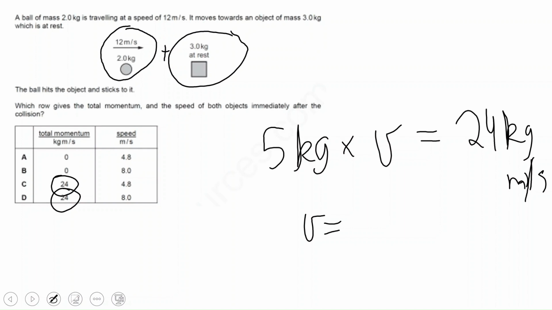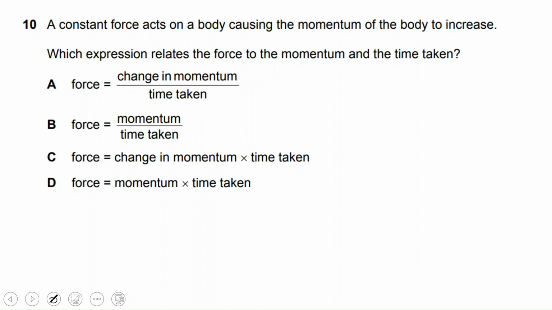So therefore we get a value for B, which is 24 divided by 5 meters per second, which is going to be 4.8. So the answer is yet again C. Now next, a constant force acts on a body causing the momentum of the body to increase. Which expression relates the force to the momentum and the time taken? This is again simply change in momentum by time taken, which we discussed previously from Newton's second law.